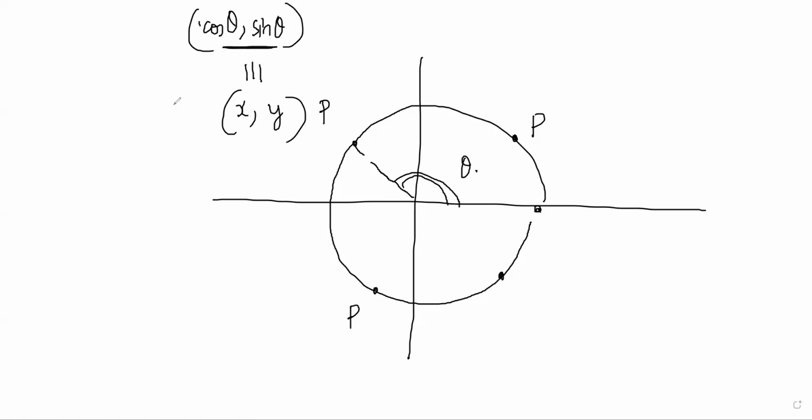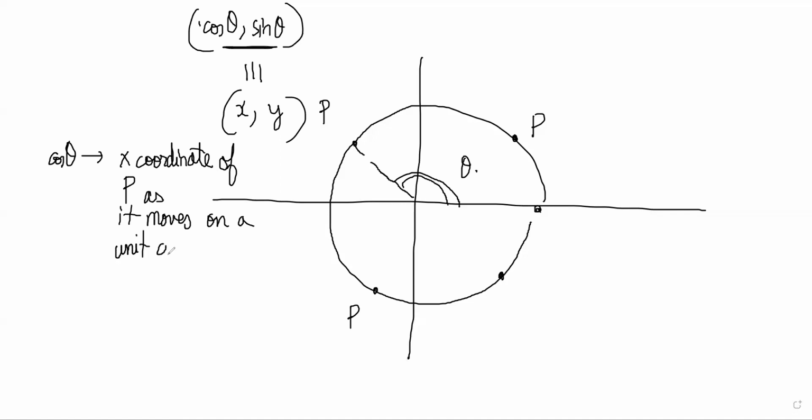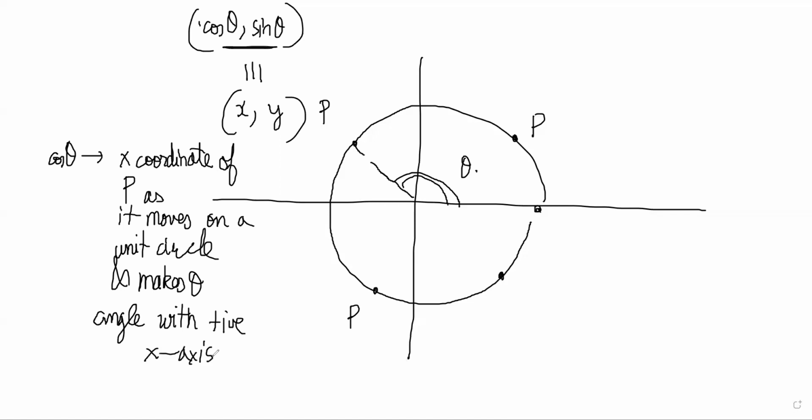Yes, sir. What we have defined, cos theta is defined to be the x coordinate of the point P as it moves on a unit circle and makes theta angle with the positive x-axis. Yes. Do you understand what I'm saying? Yes, sir. Understood. And sine theta is defined as the y coordinate of P. Yes.